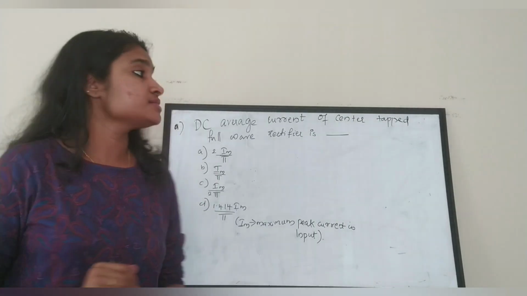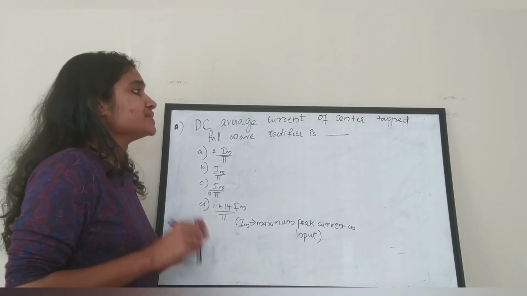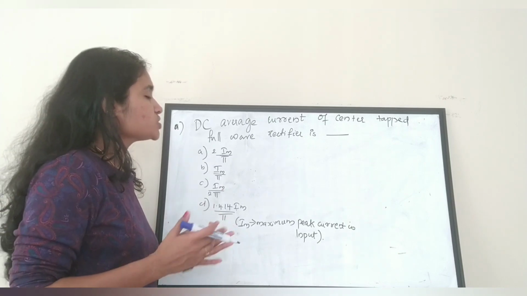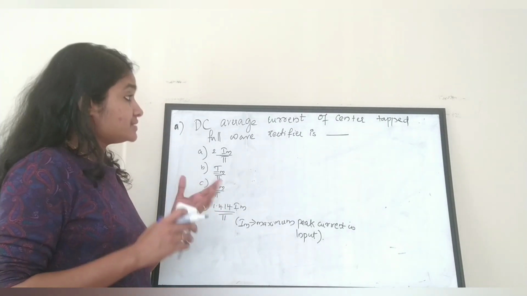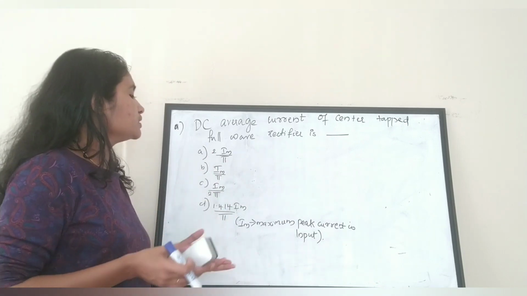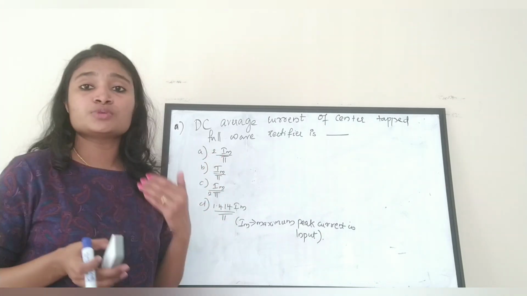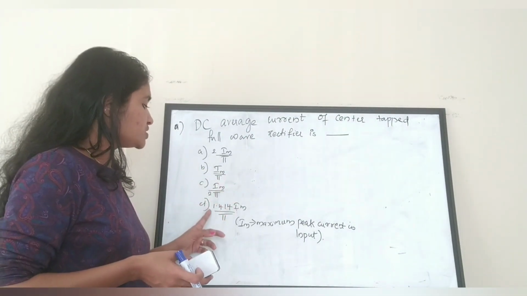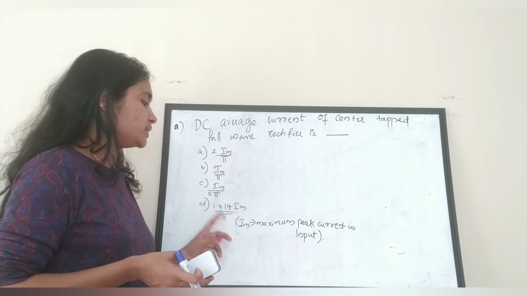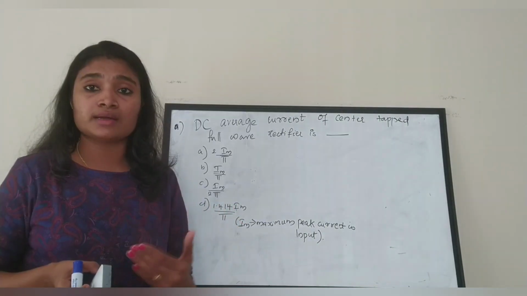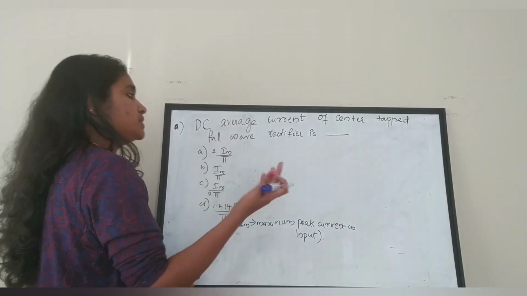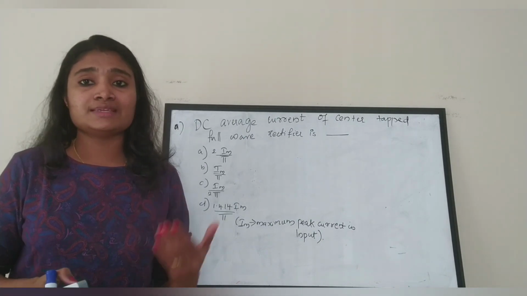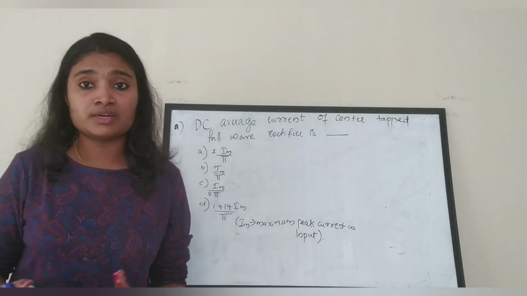The next question is: the DC average current of a center tapped full wave rectifier is dash. Option A Im by pi, option B Im by pi, option C Im by 2 pi, and option D 1.414 Im by pi, where Im is the maximum peak current in the input. The DC average current means the average current in the output. A rectifier is nothing but a device converting AC to DC. We'll be doing a video on rectifiers very soon.